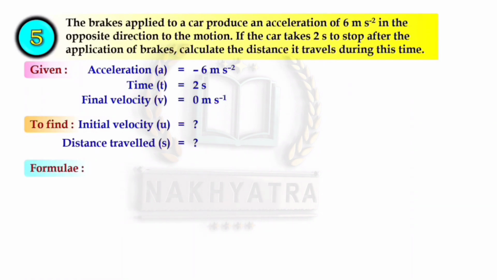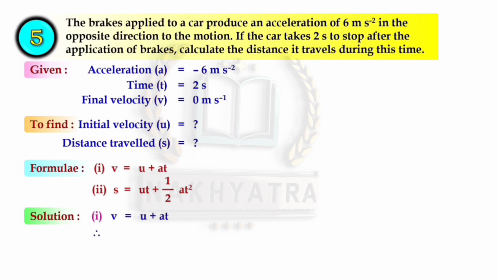Now the formula here we will be using for finding out the initial velocity, that is v equal to u plus at, which is the first kinematical equation. Then for finding out the distance, you already know, that is s equal to ut plus half at square. Now let's solve it. So first we will find out the initial velocity, v equal to u plus at. Therefore we know that the final velocity v equal to 0, so 0 equal to u plus minus 6, that is acceleration, and the time is 2 seconds. So we will get u equal to 12 meter per second.